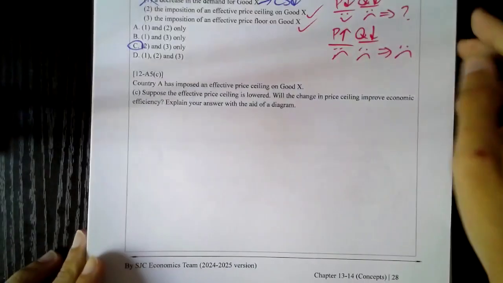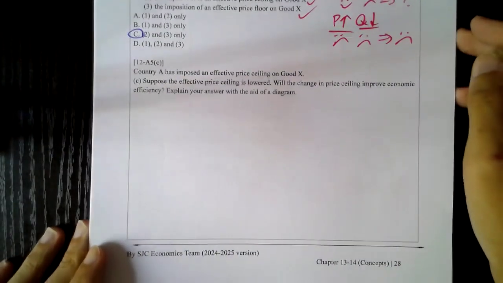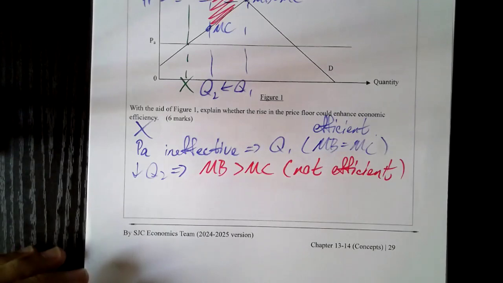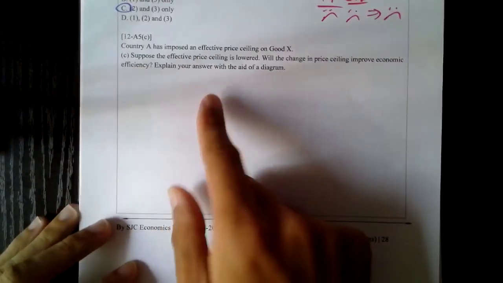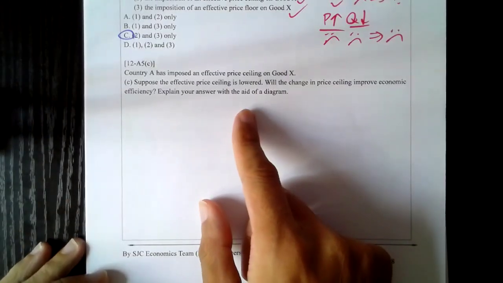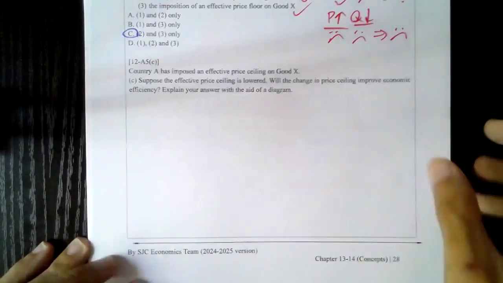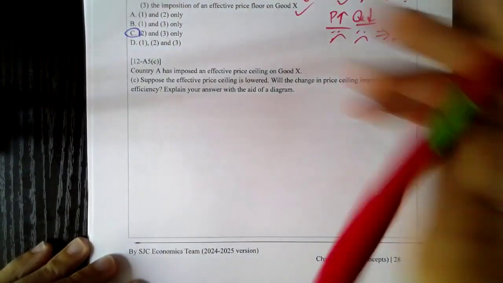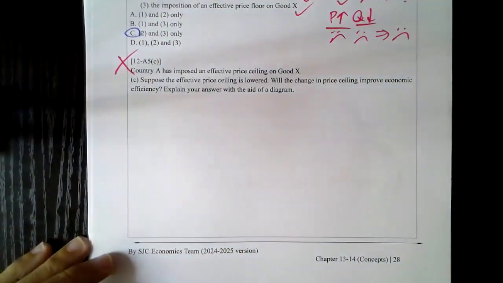So let's see. This one. Okay. Huh? Did we skip one in our previous video? Oh my goodness. Okay, we skipped this, right? The price ceiling. Price ceiling. Let's leave this one. Okay, I remember why now, because this one, we don't have the diagram with us. That's why we skipped, right?